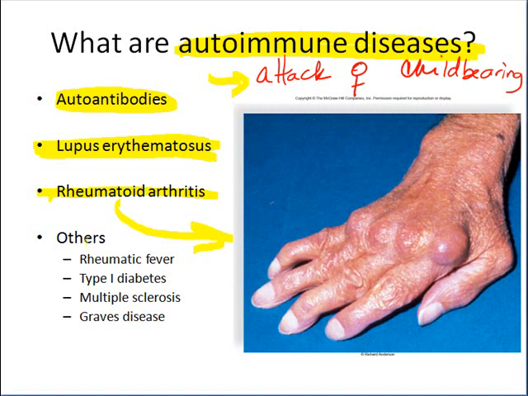Other examples you might have heard of, things like rheumatic fever, which involves accidentally destroying things like the mitral valve at the heart while responding to a bacterial infection. Type 1 diabetes, which involves the destruction of the beta cells that make insulin. Multiple sclerosis involves the destruction of the myelin sheaths that surround neurons. And Graves' disease, which you already learned about, which is a disease where the body makes antibodies that mimic TSH.